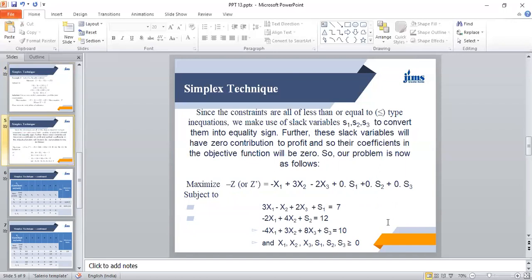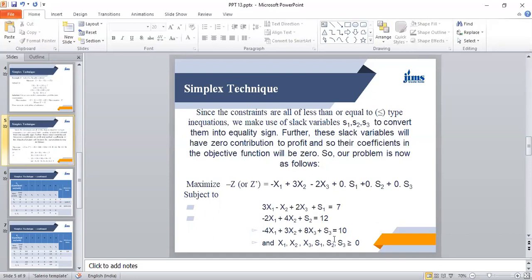Why 0 into s1, 0 into s2? Because slack variables are used with zero contributions, which means they do not add anything to the profit of the products, or they do not add anything to the profit of the solution. So the solution does not get any benefit out of these slack variables. These slack variables are introduced only to convert the inequations into equations.